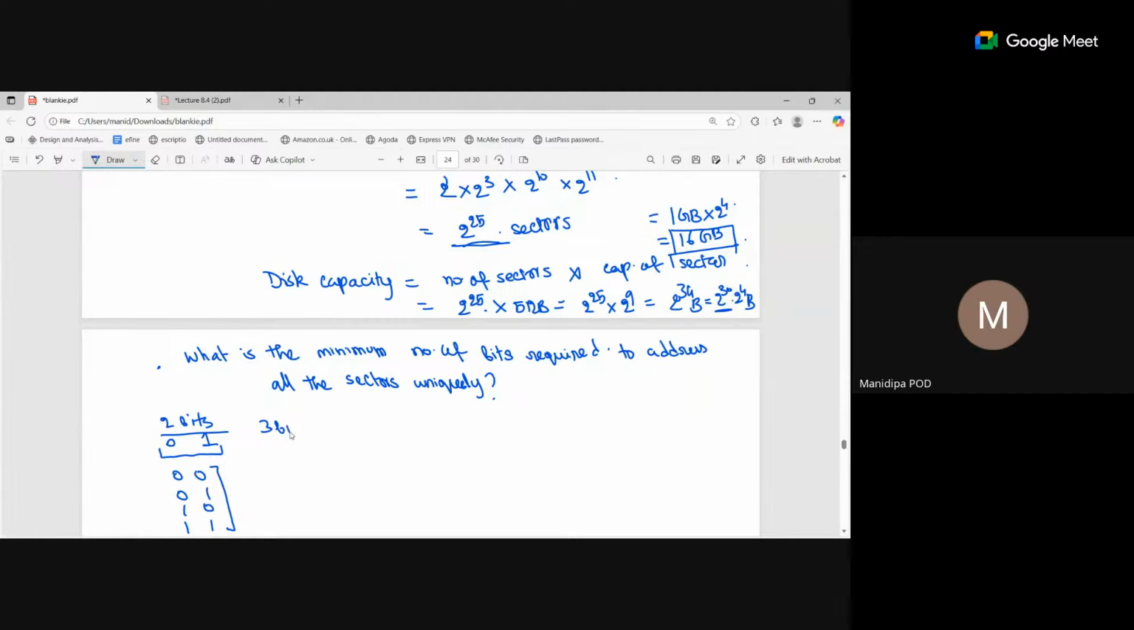From 3 bits, how many unique combinations can we get? 8, ma'am. 8, so 2 power 2, 2 power 3, like this. 2 to the power n. So 2 to the power 3. So if I have n bits, then I can get how many unique combinations? 2 power n. So similarly, if I have 2 power 25 sectors, can I say that 25 bits can have 2 power 25 unique combinations?